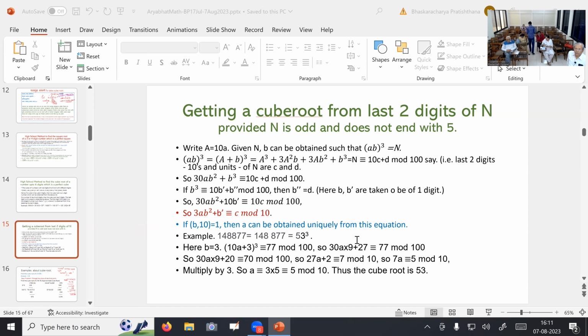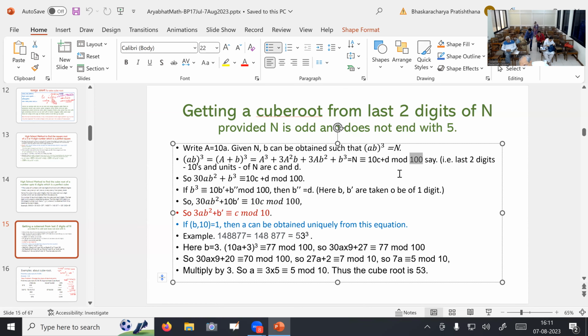So if our number capital N is the cube of AB, so it is capital A plus B cube, and then capital N is congruent to 10C plus D modulo 100. That means the last two digits of capital N are C and D. And now if you simplify this mod 100, then it is 30 A B square plus B cube, that is congruent to 10C plus D modulo 100. The other part actually disappears because you want modulo 100 only.